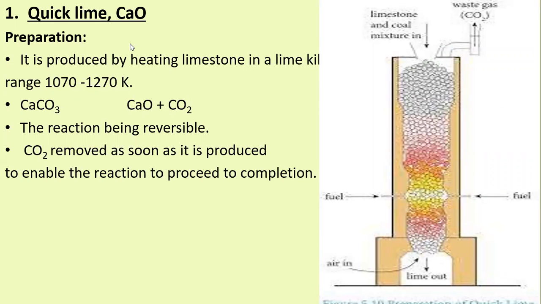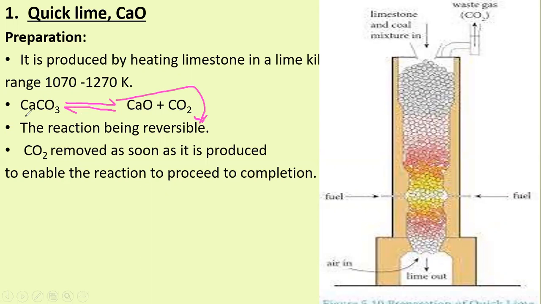First we'll move on to quicklime, calcium oxide. Here you see how to prepare this calcium oxide, that is quicklime. It is prepared by heating limestone. We have to heat the limestone in a lime kiln. In the temperature range of 1070 to 1270 Kelvin, the resultant product obtained is quicklime, and the reaction takes place in a reversible manner.